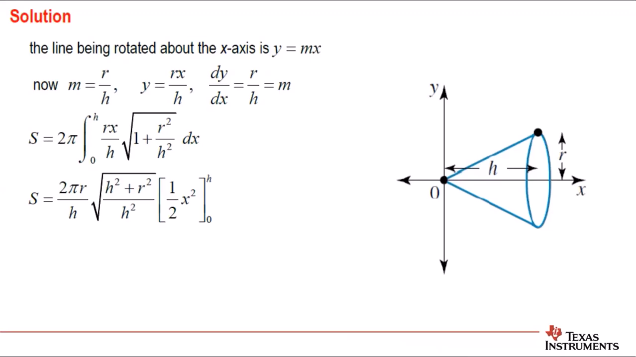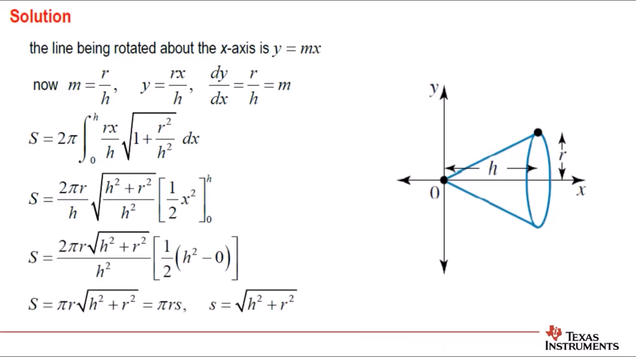So forming the common denominator of h squared plus r squared, 2 pi r over h, I'm only really integrating x between 0 and h. So a lot of nice things cancel out there. Let's evaluate that from x squared, which is h squared minus 0, and that gives us the result that we're requiring. All right, so that's the formula for the surface area of a cone.